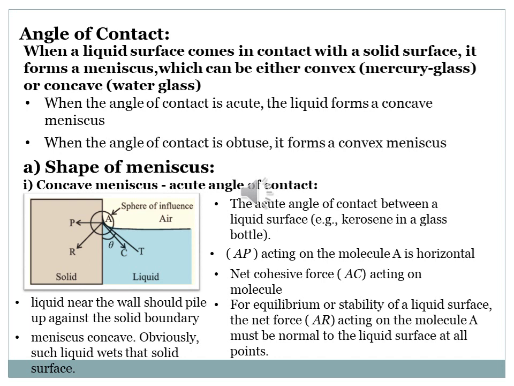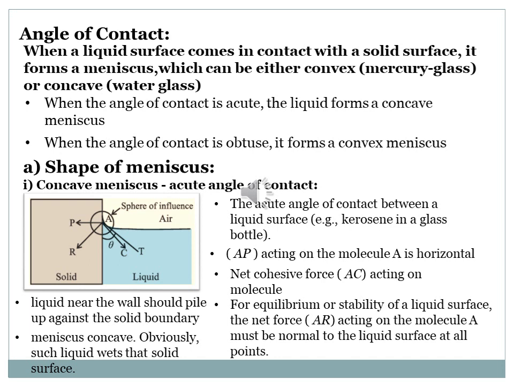Now what happens, in some cases force of adhesion becomes greater than force of cohesion, and in some cases force of cohesion becomes greater than force of adhesion. So depending on that also we can see the shape of the meniscus. Alright. So in this case, in case of kerosene and glass bottle, the force of adhesion becomes very much greater than the force of cohesion. So let's see what happens over here.